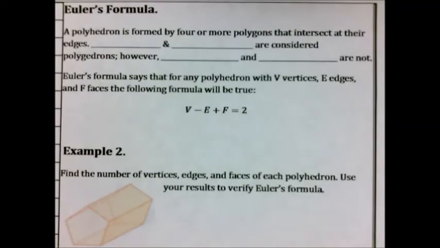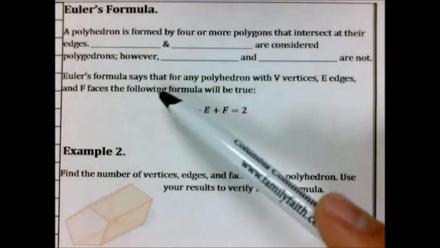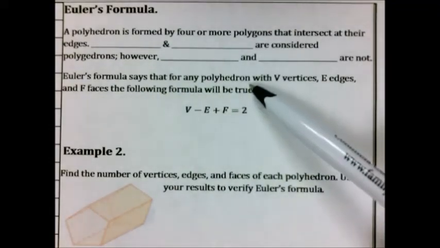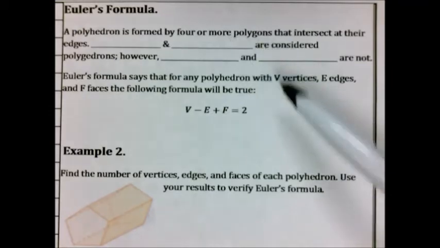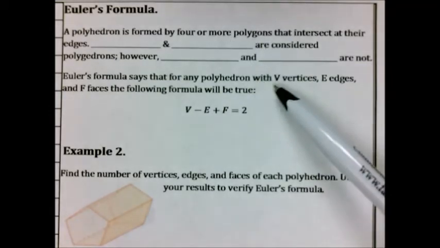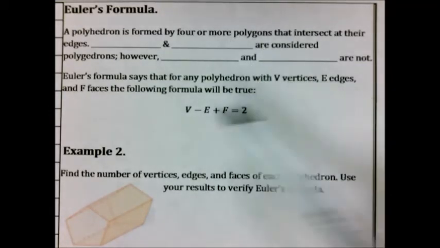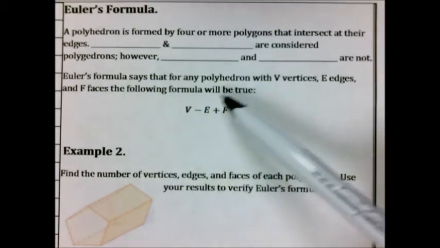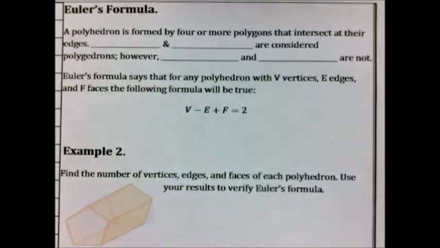So let's go into Euler's formula, though. Euler's formula says that for any polyhedron, remember that's 4 or more polygons connected at edges, with V vertices, E edges, and F faces, the following formula will be true. If it is truly a polyhedron, then this formula will be true. So let's do some examples of that.